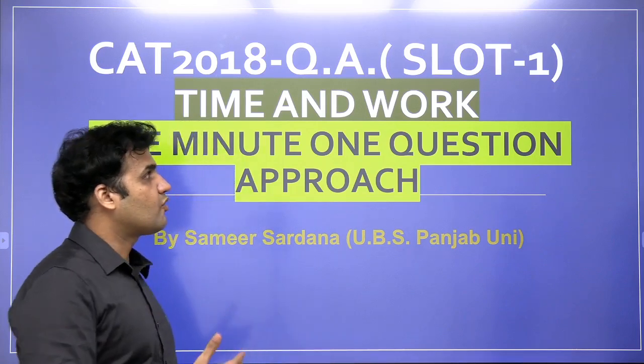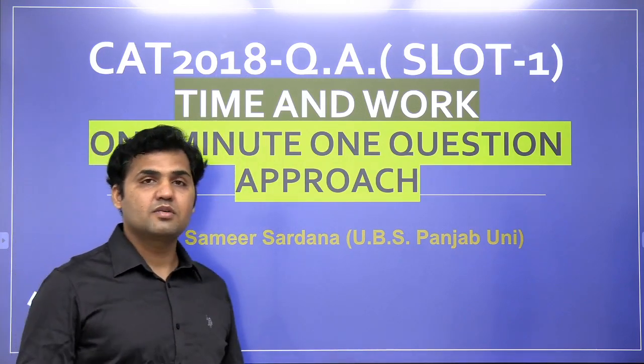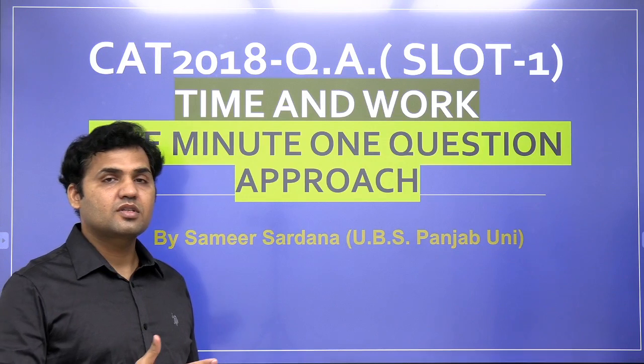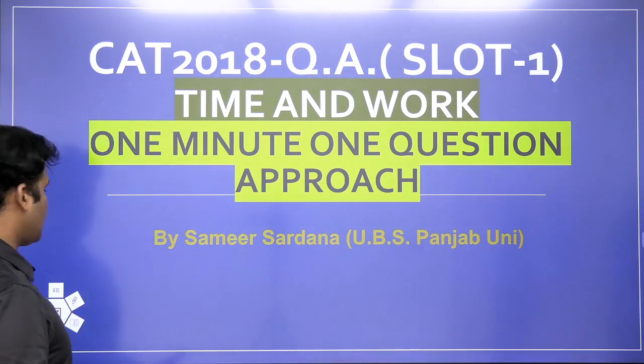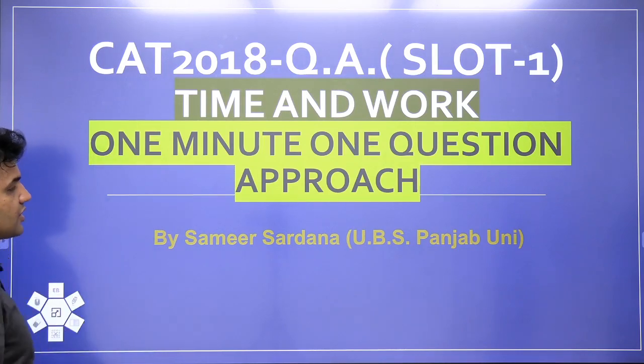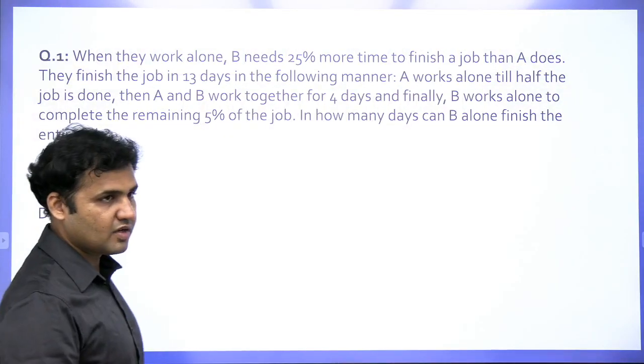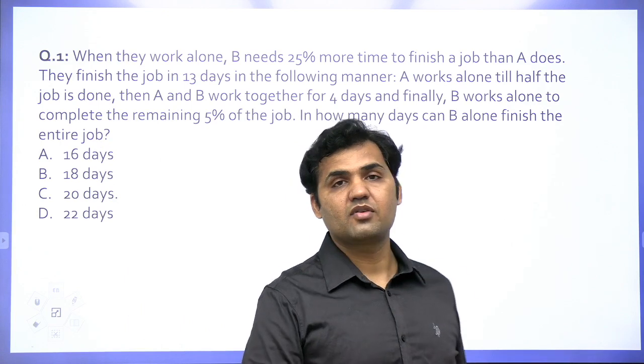So in slot 1 of 2018 there were 3 questions and we are going to discuss all 3 questions with a shortcut approach and without formula approach. Let's start with our first question, guys. The CAT 2018 slot 1 question. This is question number 1 of time and work.